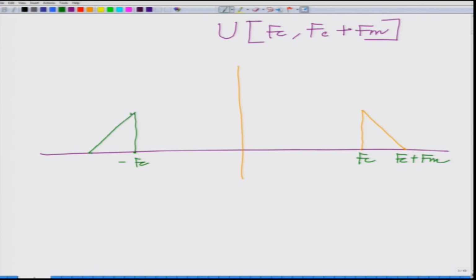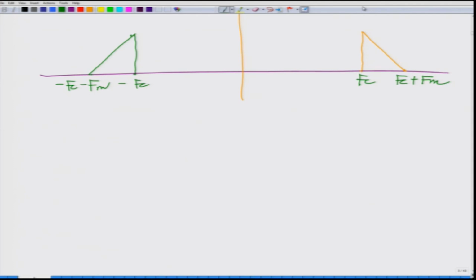So, something like this is from minus FC minus FM. So, this is the upper sideband spectrum. So, this is your USB, or your upper sideband spectrum. And now, if we include only the lower sideband, that will give me the LSB spectrum. The LSB spectrum will look something like this, that will contain the lower sideband.